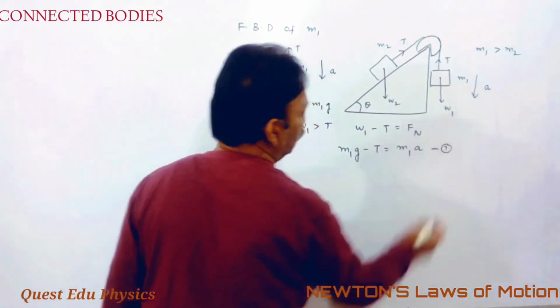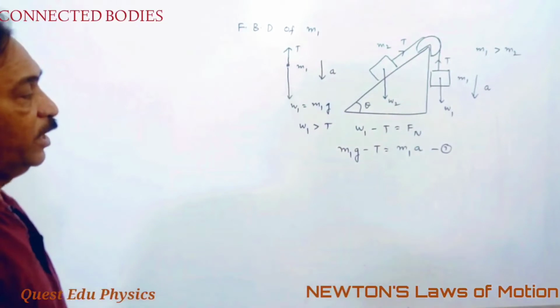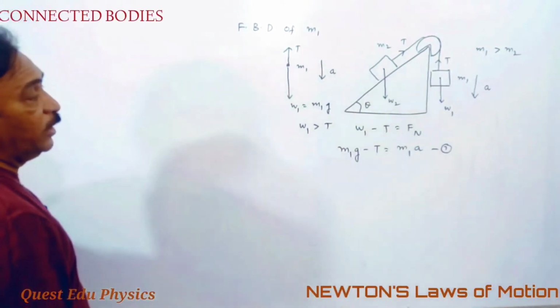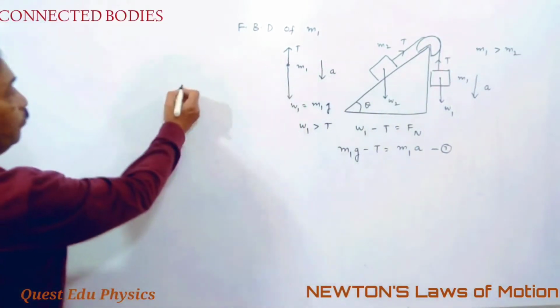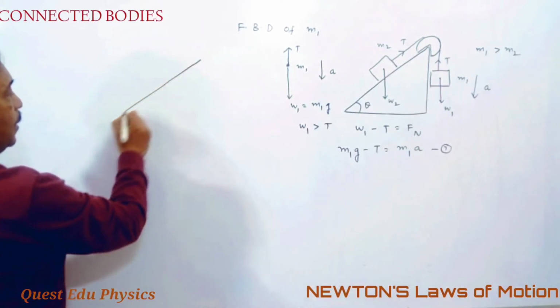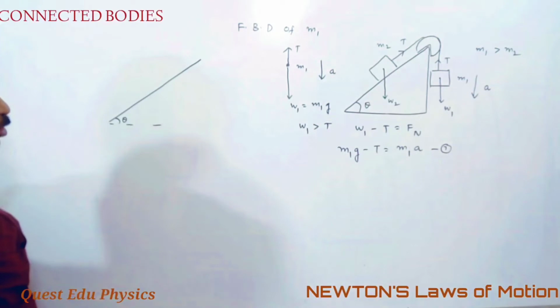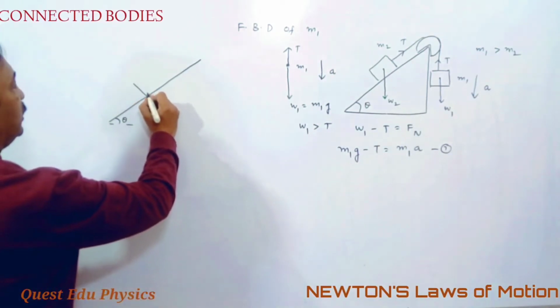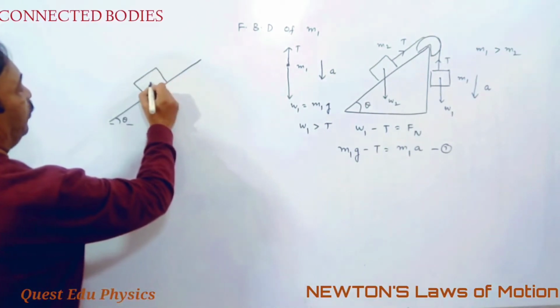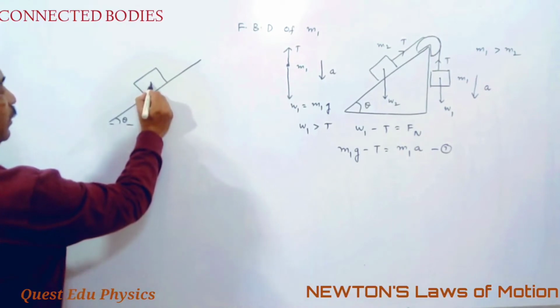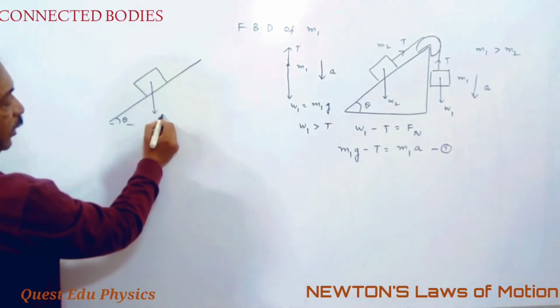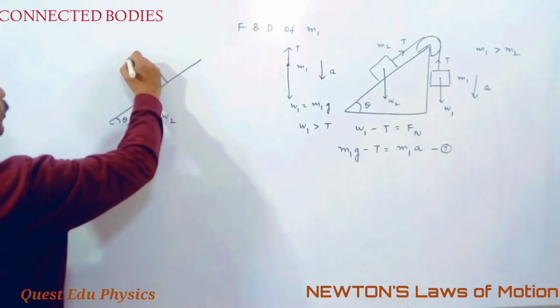Let's say it is equation 1, students. In the same way, we are drawing the free body diagram of the second mass. Let's see, it is the inclined plane making an angle of theta and the mass is kept here. Obviously, the weight of the body, W2, is acting in this way and it is the normal reaction.